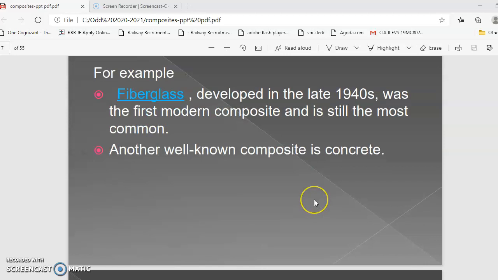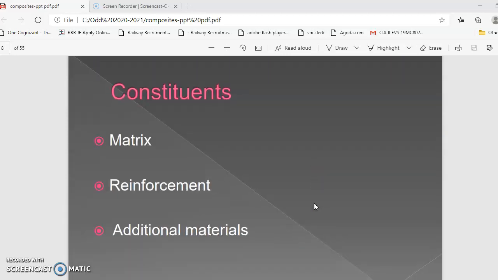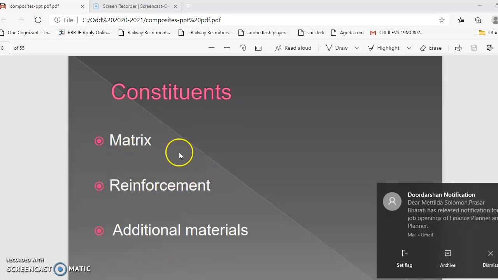Another well-known composite is concrete. Concrete is made of sand, gravel and cement put together, so it is a composite. We also call it reinforced concrete, RCC, reinforced cement concrete. The constituents, we have three constituents.